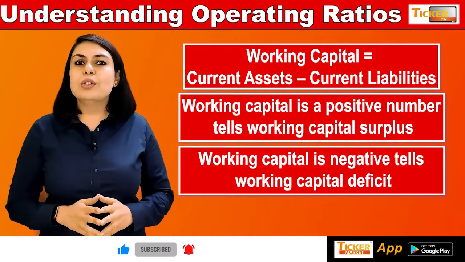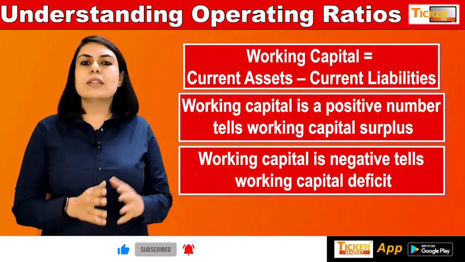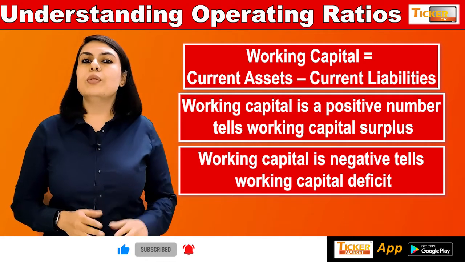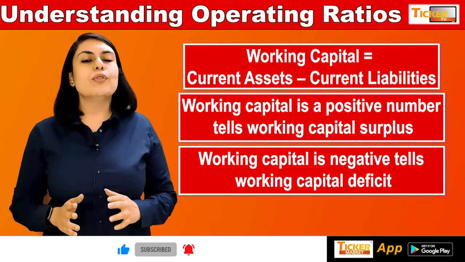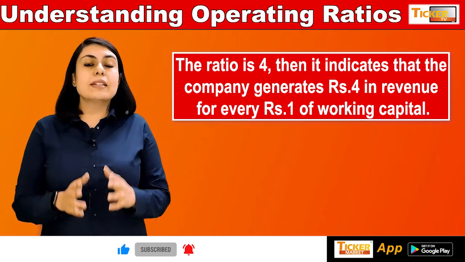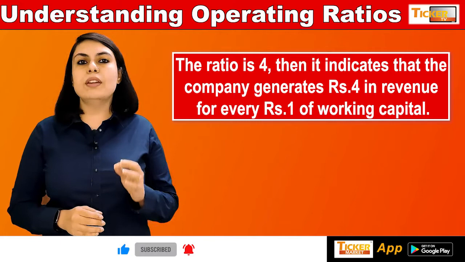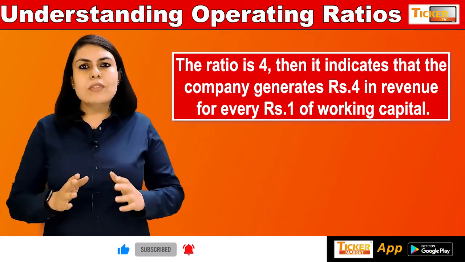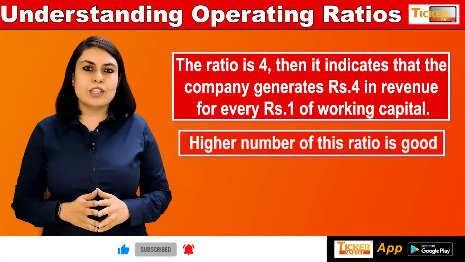The working capital turnover ratio is also referred to as the net sales to working capital, and that indicates how much revenue the company generates for every unit of working capital. Suppose the ratio is 4, then it indicates that the company generates ₹4 in revenue for every ₹1 of working capital. It is always better to have a higher number for this ratio.